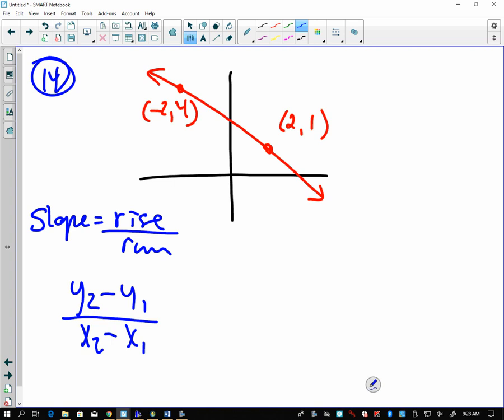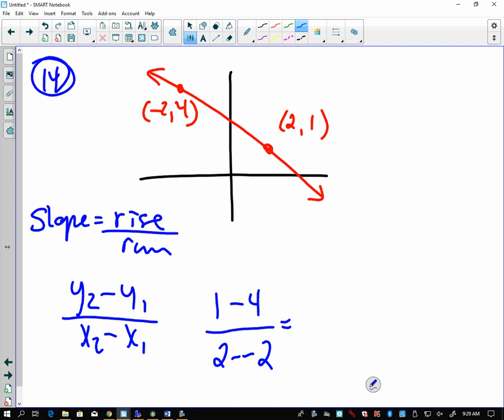Anybody besides Jeremy know what Y2 is? Abby? 1? Good. 1 minus, what is Y1? 4. Okay, divided by, what is X2? 2 minus negative 2. Do I need both those negatives there? Yeah, I have to have both those negatives there. Just because it's subtraction here doesn't mean I don't have to include a negative value.